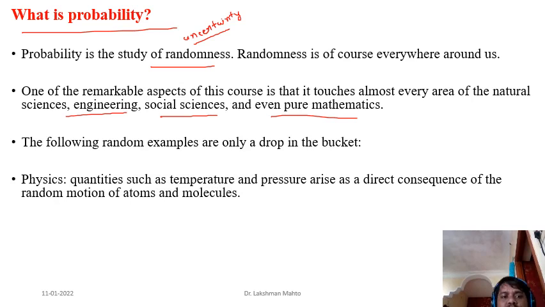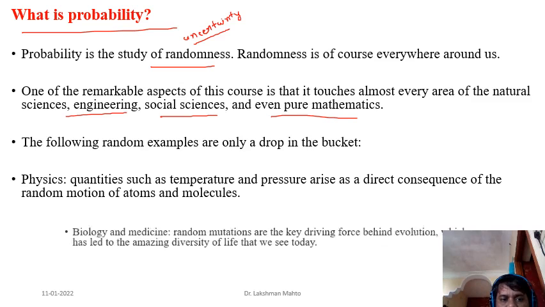Coming to physics, quantities such as temperature and pressure arise as a direct consequence of the random motion of atoms and molecules. In chemistry, you might have already studied how molecules react to each other. Even in a solid structure, molecules move randomly. That means they have some kind of random movement, and due to that, change of temperature or change of pressure happens. So all this we can feel from physics.